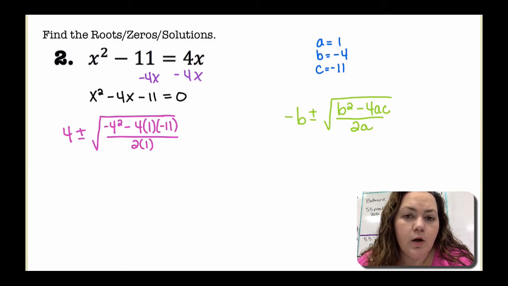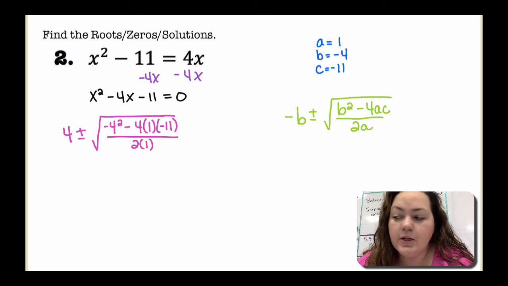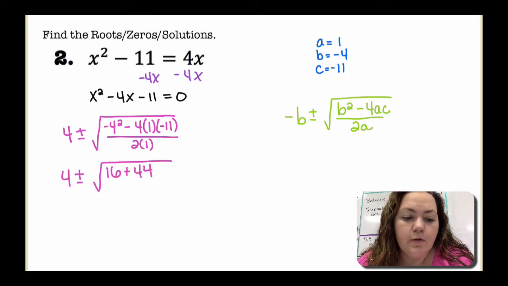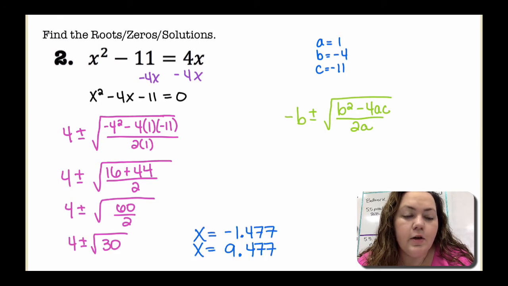Negative 4 squared means I'm doing negative 4 times negative 4, so it becomes 16. Then negative 4 times 1 times negative 11 becomes positive 44, all over 2. 16 plus 44 gives me 60, and 60 divided by 2 gives me 30. So I have 4 plus or minus the square root of 30.